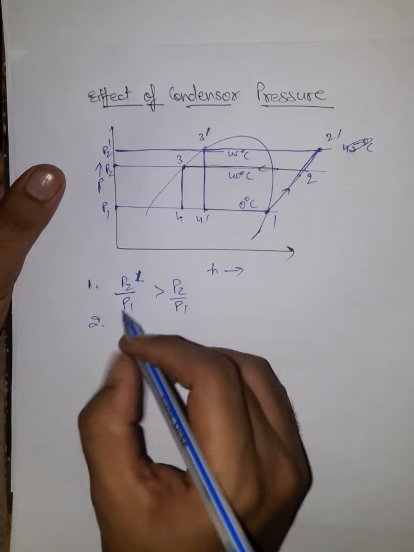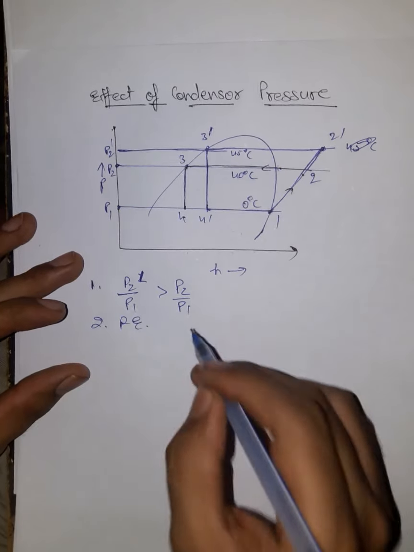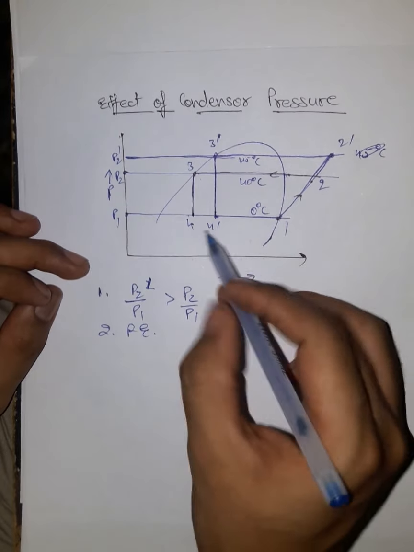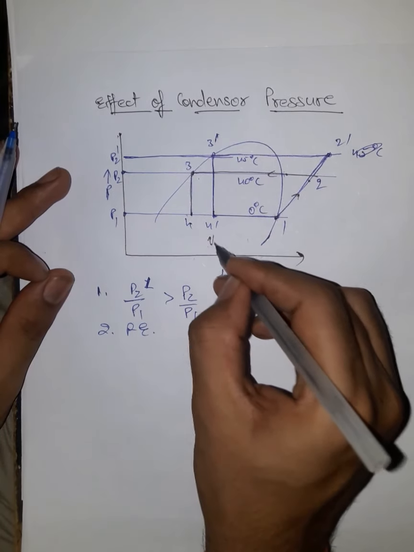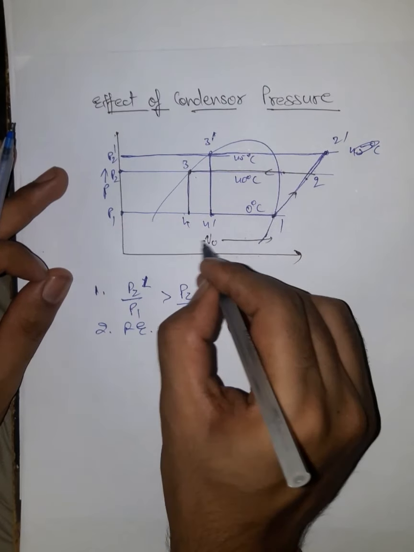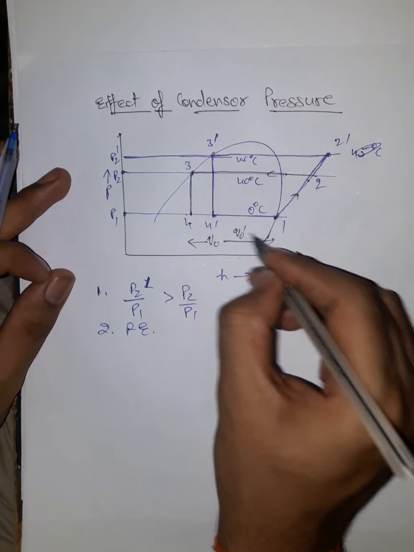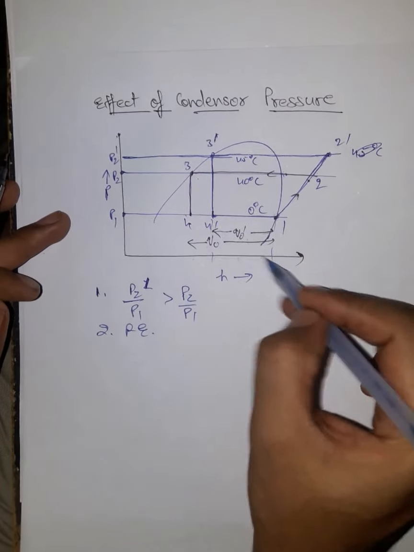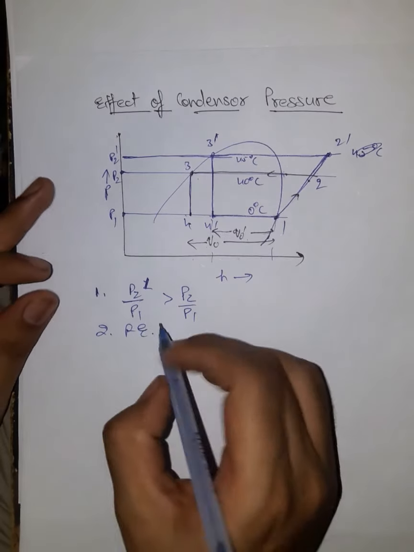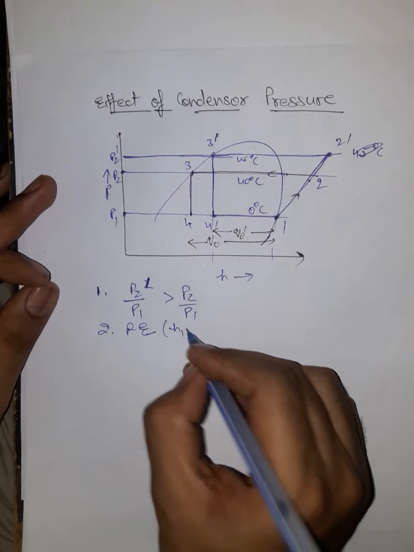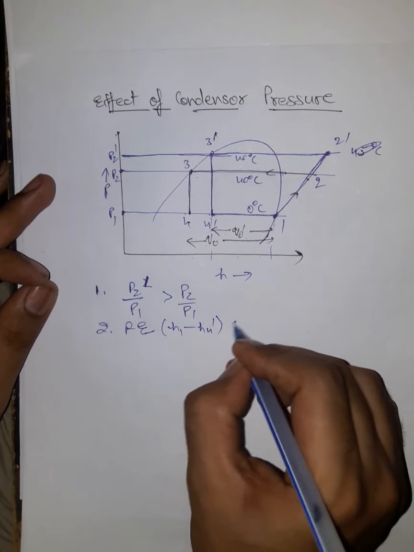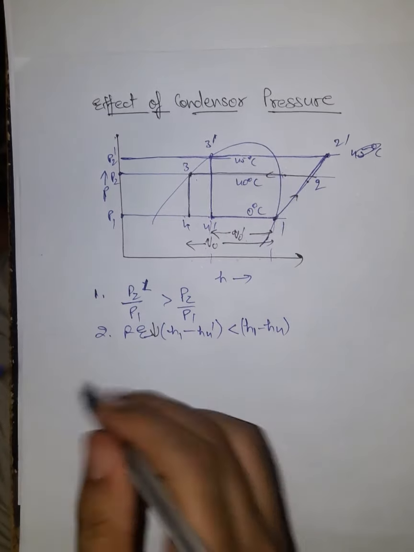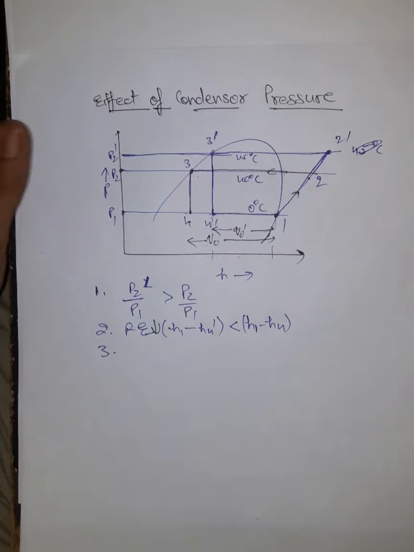And the second point is the refrigerating effect. What is the refrigerating effect? Refrigerating effect is from 4 to 1. In the initial cycle 1, 2, 3, 4, the refrigerating effect, or you can say Q naught, was from here to here. But Q naught dash has been reduced to this. That means the area under this last process from 1 to 4 dash. So the refrigerating effect, that is H1 minus H4 dash, has been reduced. Refrigerating effect decreases.